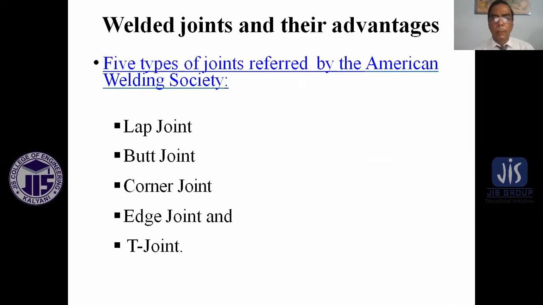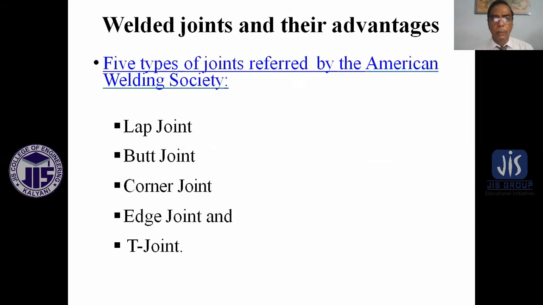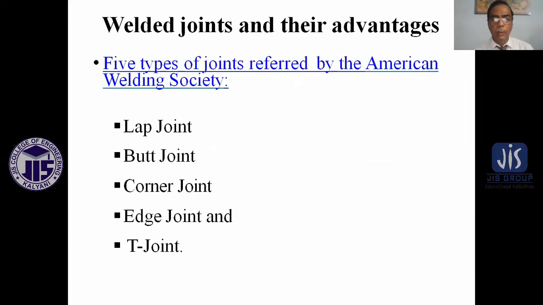As per the American Welding Society, there are 5 welding joints. Number 1 is lap joint, butt joint, corner joint, edge joint, and T-joints.